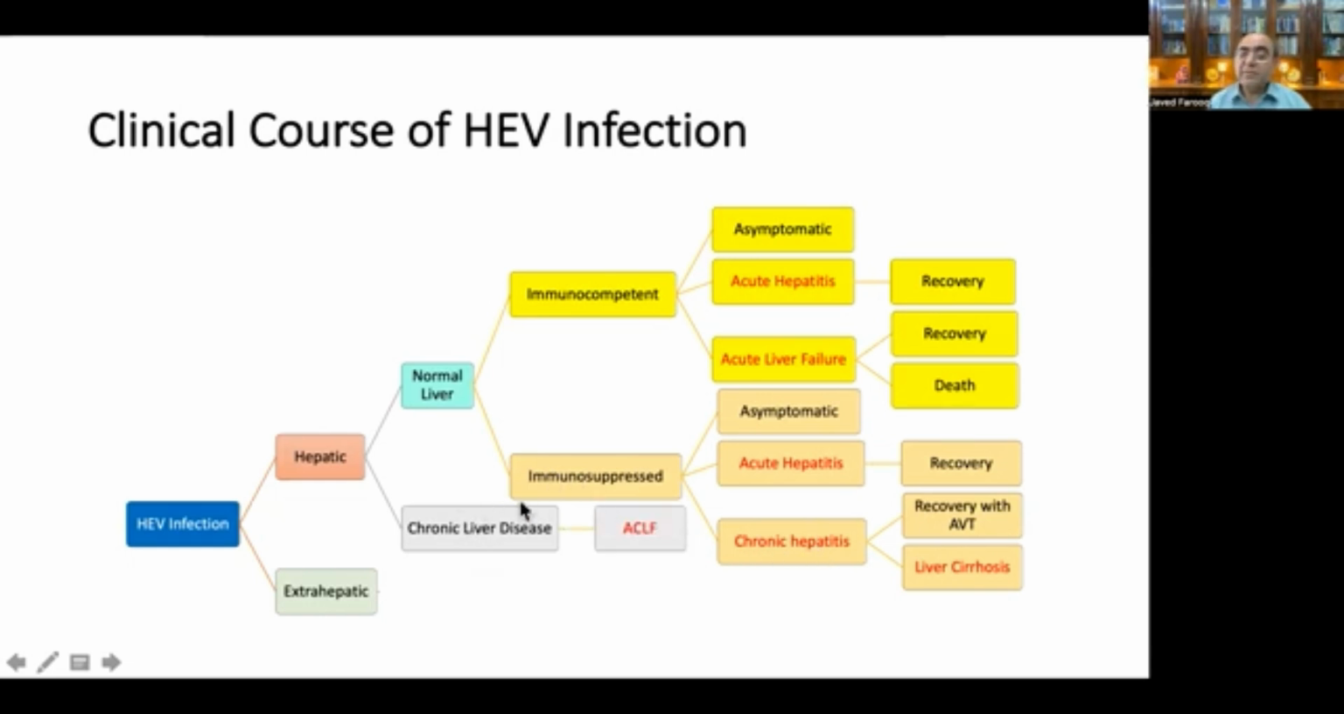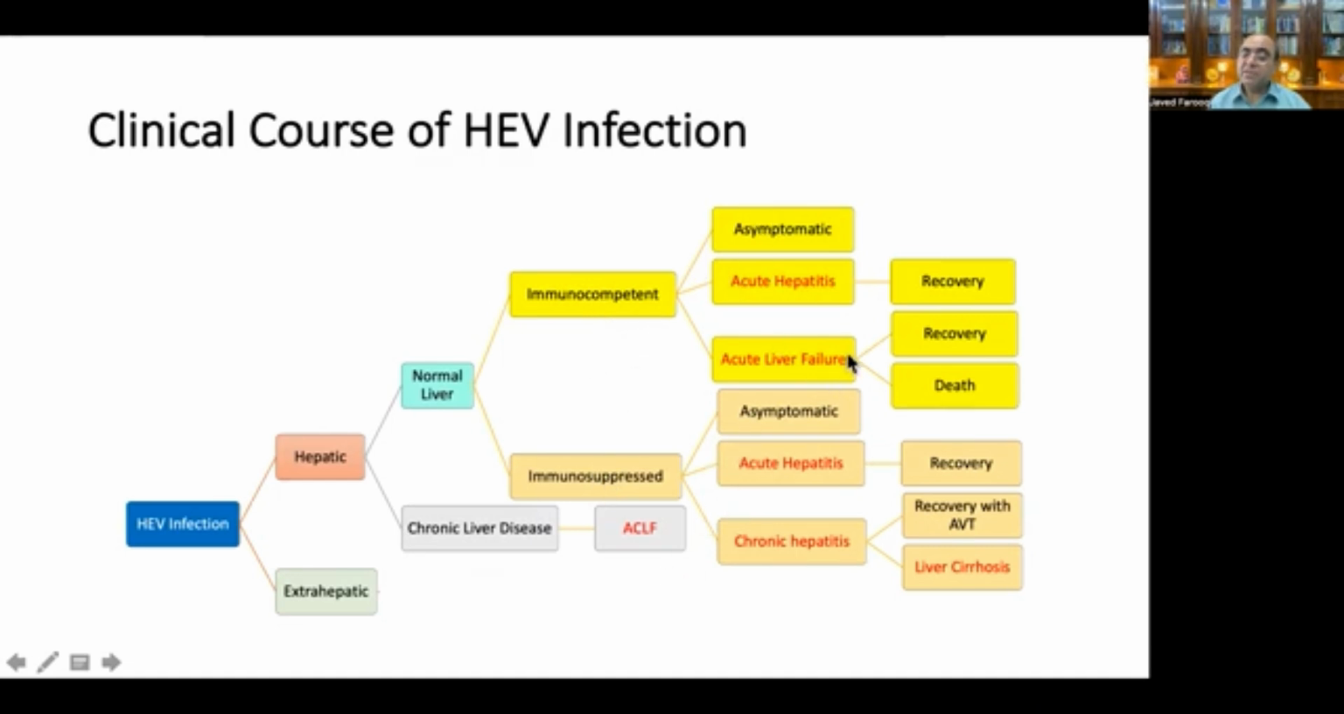Now, coming to if a patient has a chronic liver disease, and that chronic liver disease has been affected by hepatitis E, what happens? Most of these patients can present as acute on chronic liver failure. So this is the difference between normal liver and chronic liver: in chronic liver disease, ACLF is the possible course, while in normal liver, depending upon whether the patient is immunocompetent or immunosuppressed, the patient can go to one of these groups.